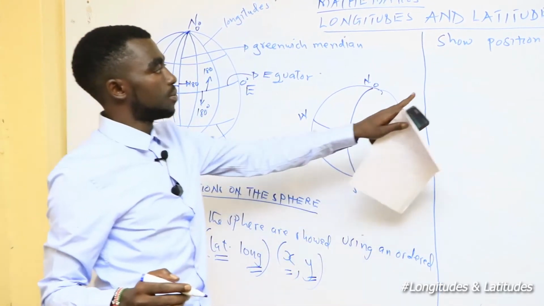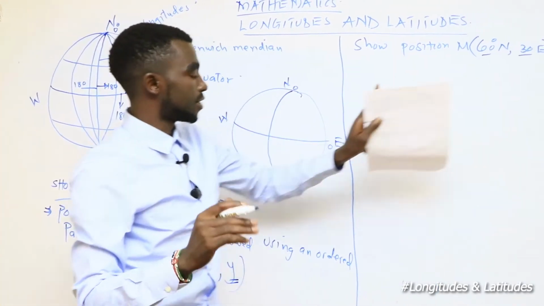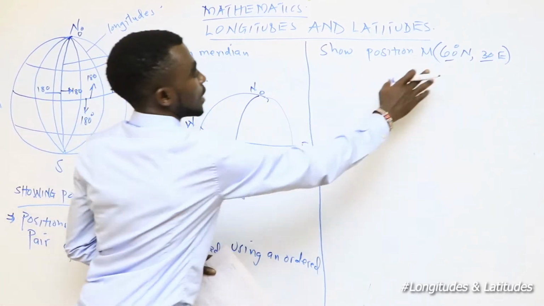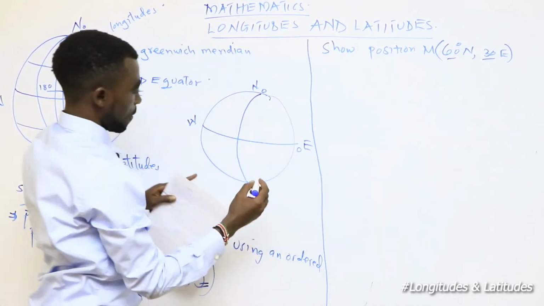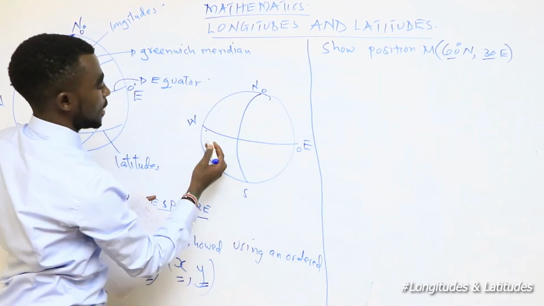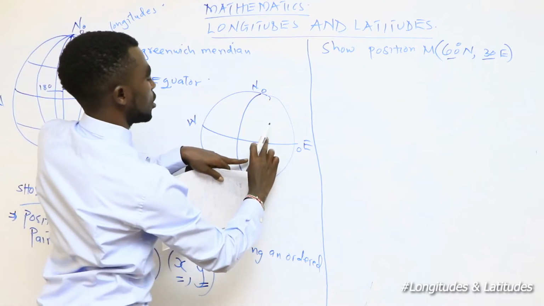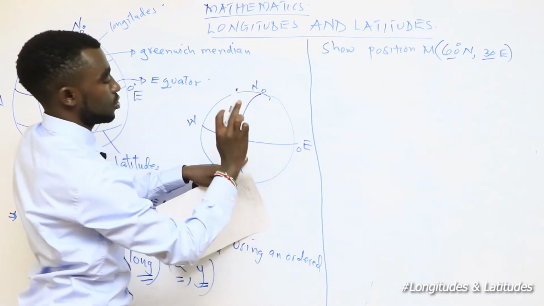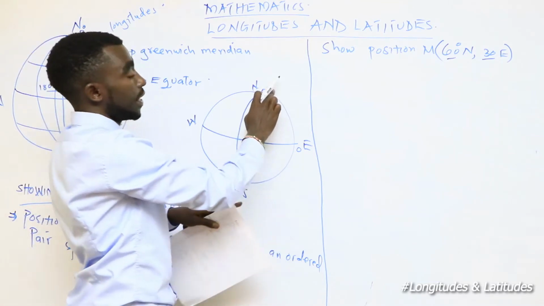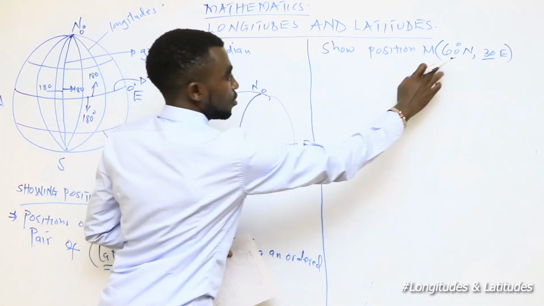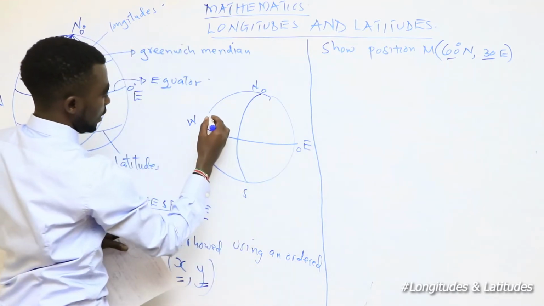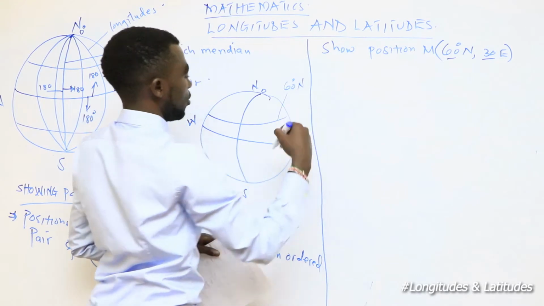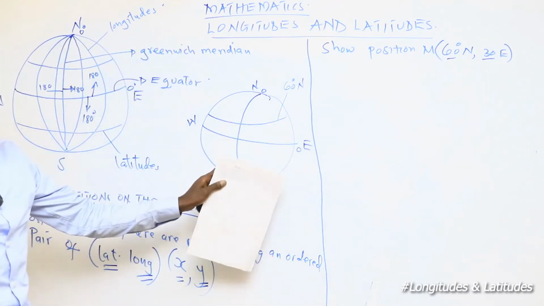So to show this position M, we have said it is showed using the ordered pair of the latitude. So this is the latitude which is at the northern part. Remember, this is the major latitude. From this point upward, we are counting from 0, 1 degree north, 2 degrees north, and so on. So we can assume 60 degrees north latitude is somewhere there, then we can show 60 degrees north. That's the latitude.